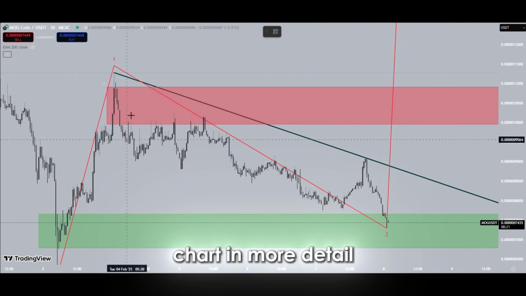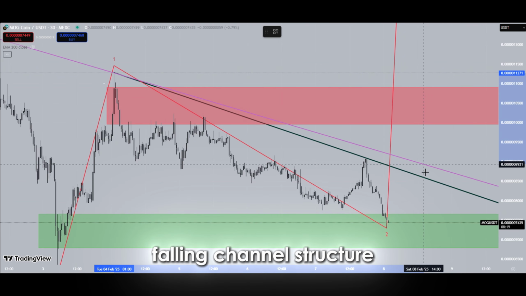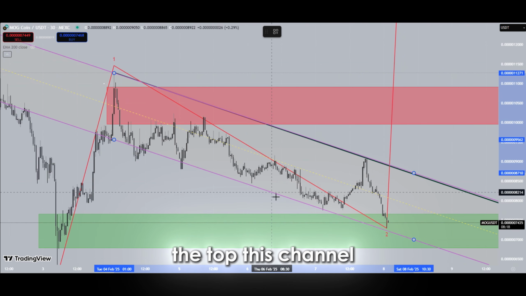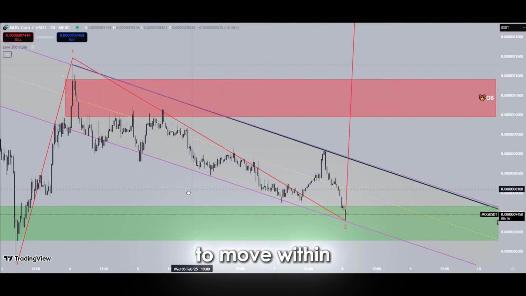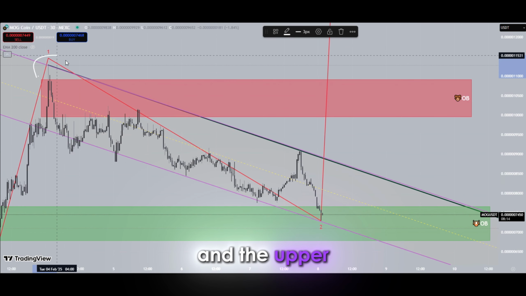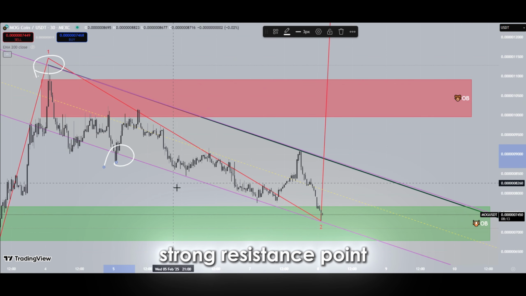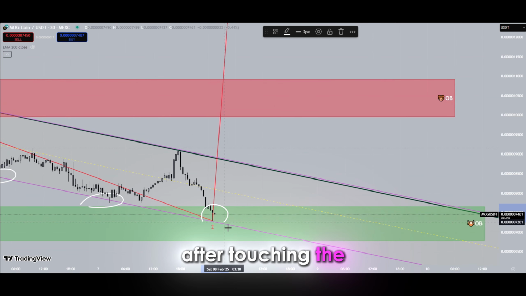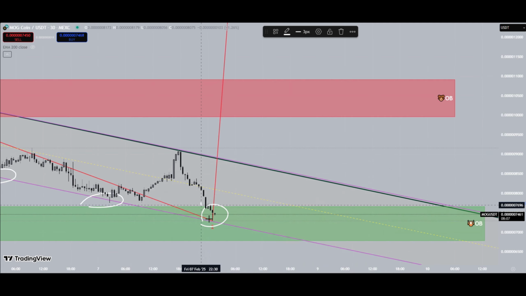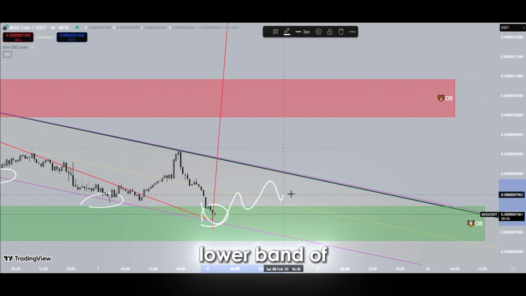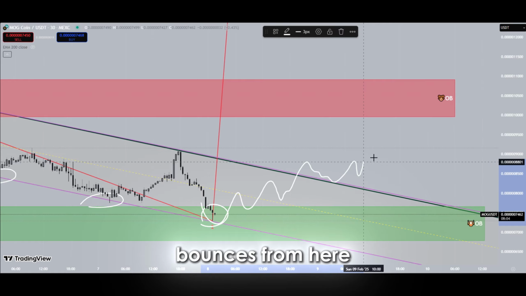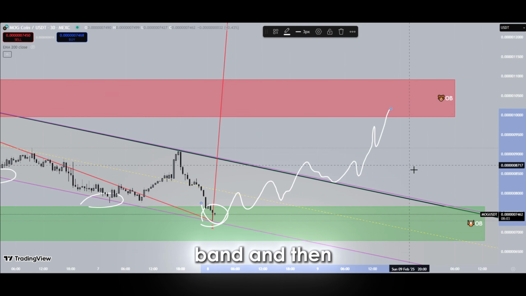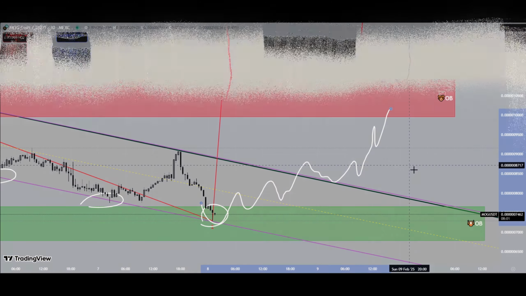Looking at the chart in more detail, there is a falling channel structure coming down from the top. This channel causes the price to move within a certain narrow range, and the upper band of the channel acts as a strong resistance point. Most recently, the price experienced a decline after touching the upper point of the channel, and now seems to be supported by the lower band of the channel. If the price bounces from here, it may go to the middle band, and then to the upper band.